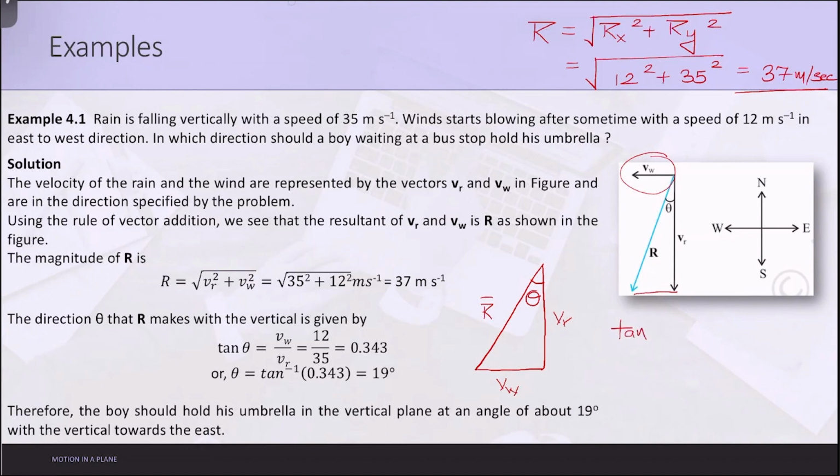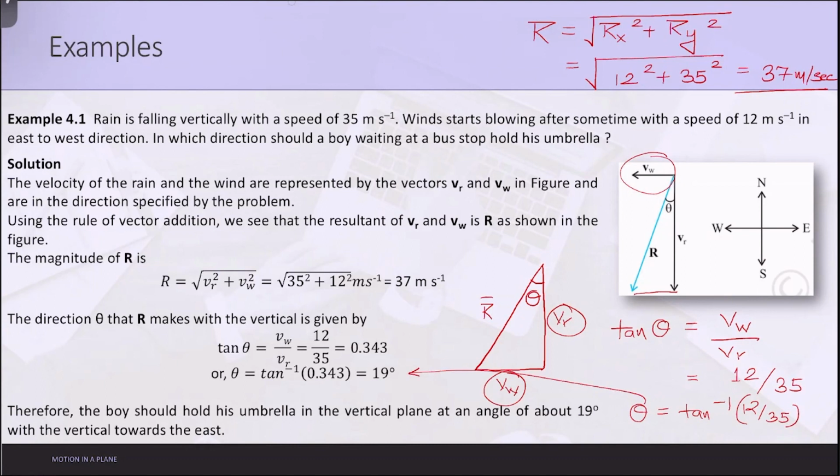Now using simple mathematical trigonometry, what can we find? What is tan theta? Tan theta is equal to this upon this, so it can be written as VW upon VR. Correct? The magnitude of VW is given to you as 12, and the magnitude of VR is given to you as 35. Therefore, theta is equal to tan inverse of 12 upon 35, which is equal to 90 degrees.